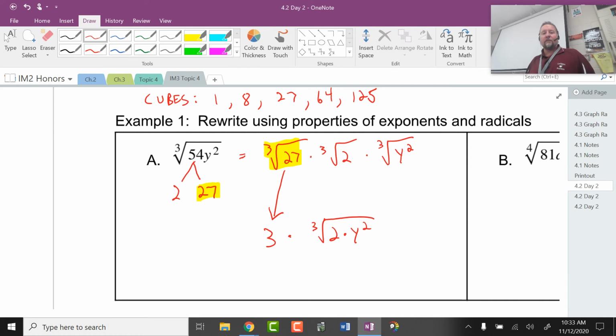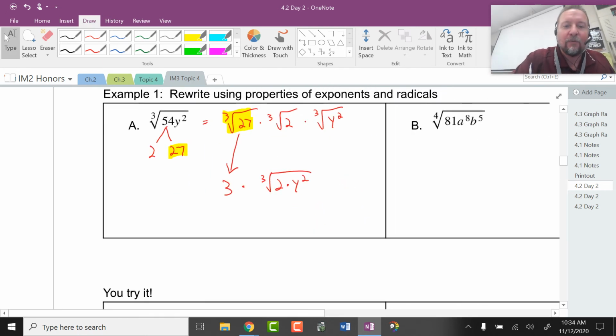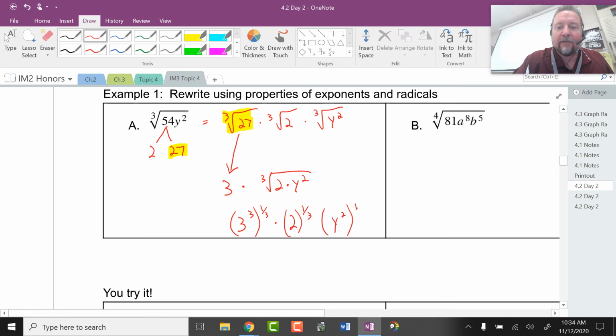Okay, this is the way this goes, and this is how it works. I'll show you what Mrs. Fasola does. She changes 27 into 3 to the third. So then she rewrites this all like this. 3 to the third is 27, and then she raises it to the 1/3 power. And then she takes that 2 and raises it to the 1/3 power, because that's what a cube root is, and then takes the y squared and raises it to the 1/3 power. And knowing that 27 is 3 to the third, 3 times 1/3 is 3 to the first. So she frees that in that manner.